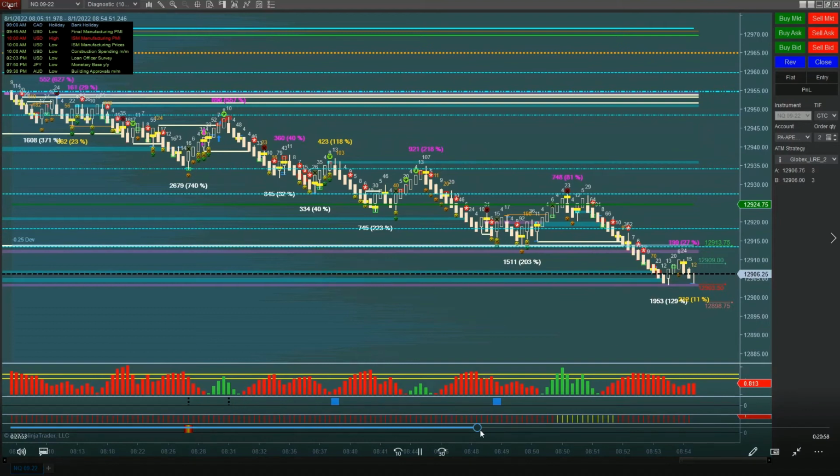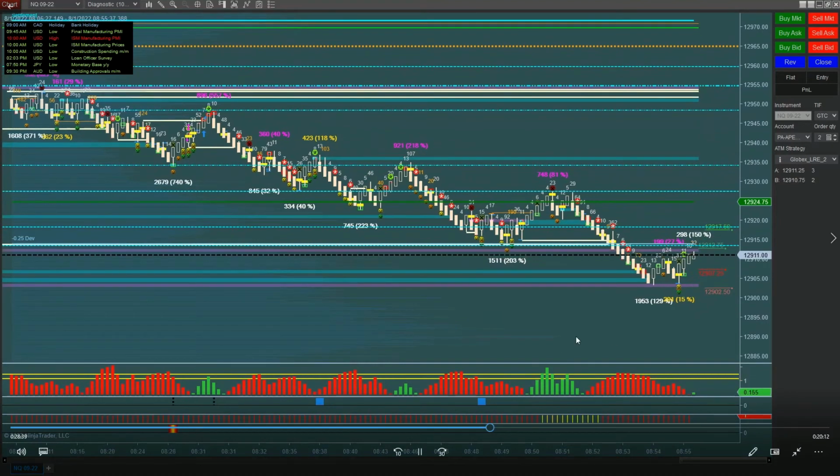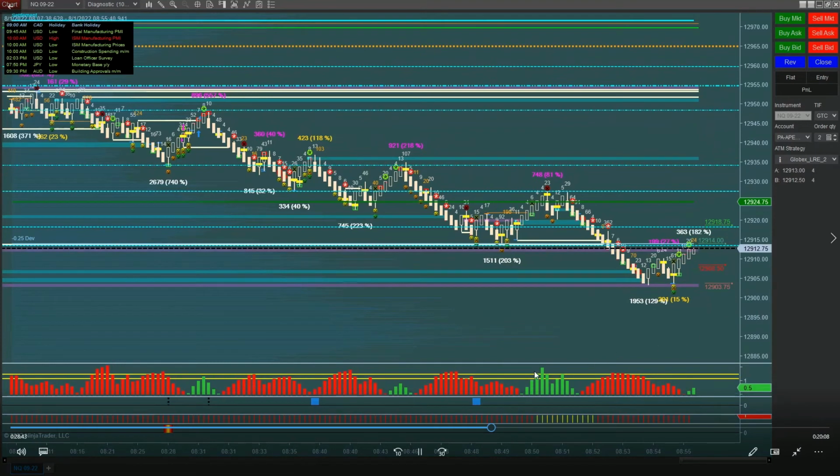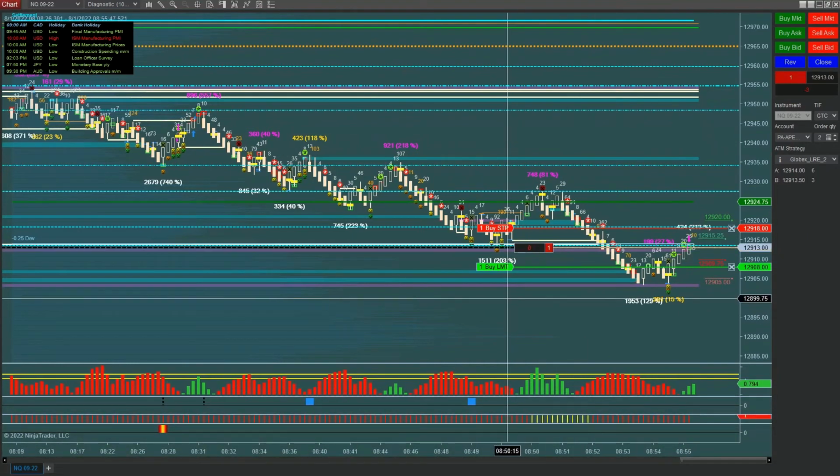Okay, so it's kind of moving around a little bit. Let's fast forward it. Okay, now it's heading back up to that area. Okay. Here we go. We're getting to my entry, and we got it.